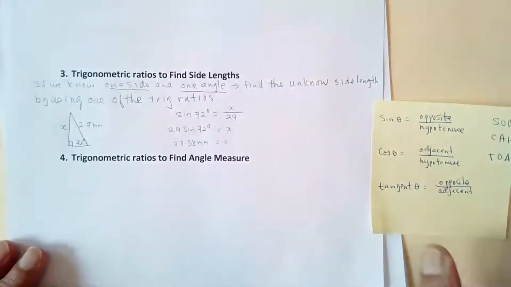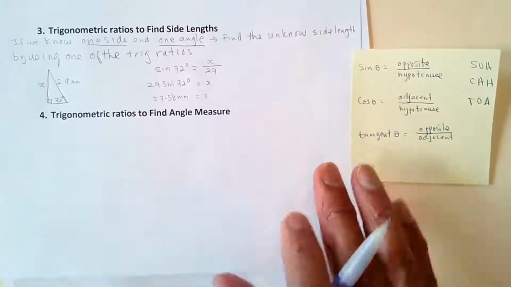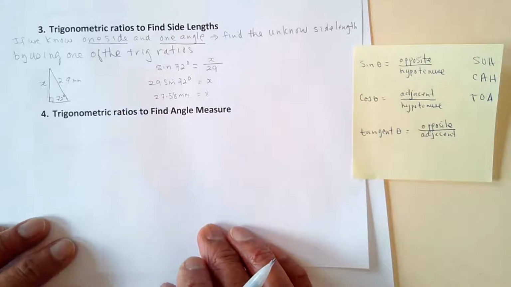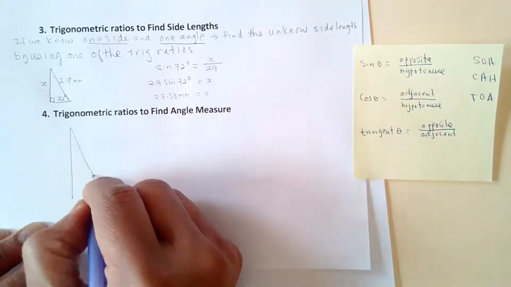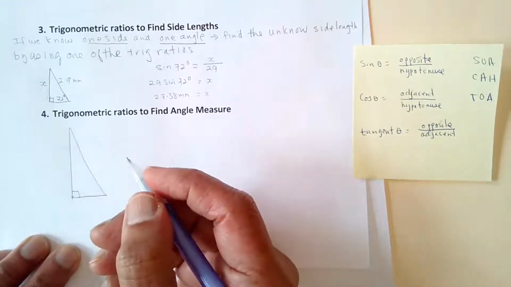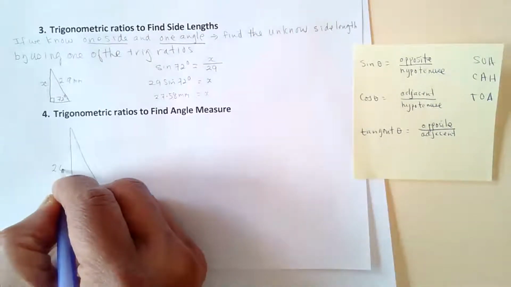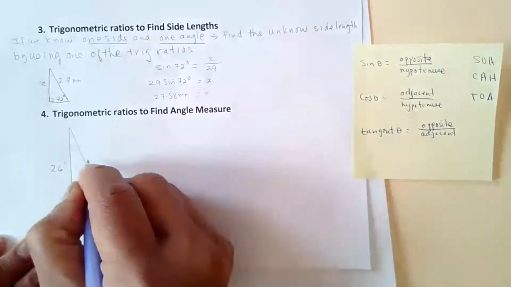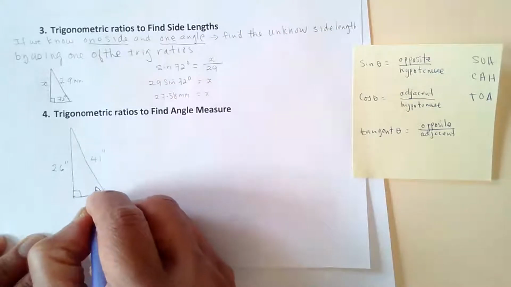Okay, so that's using trig ratios to find side length. Now, we can also use the trig ratios to find an angle when you have a missing angle. So let's look at another example where the angle is now missing. So here we have 26, let's call this inches. So this would be 41 inches, and I'm asked to find theta.